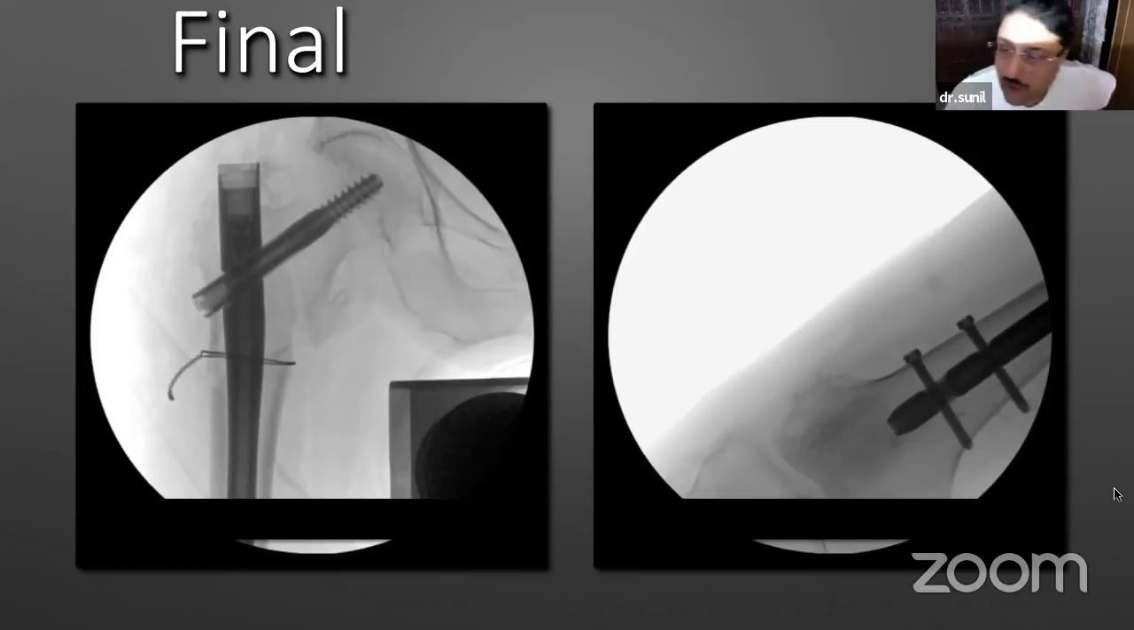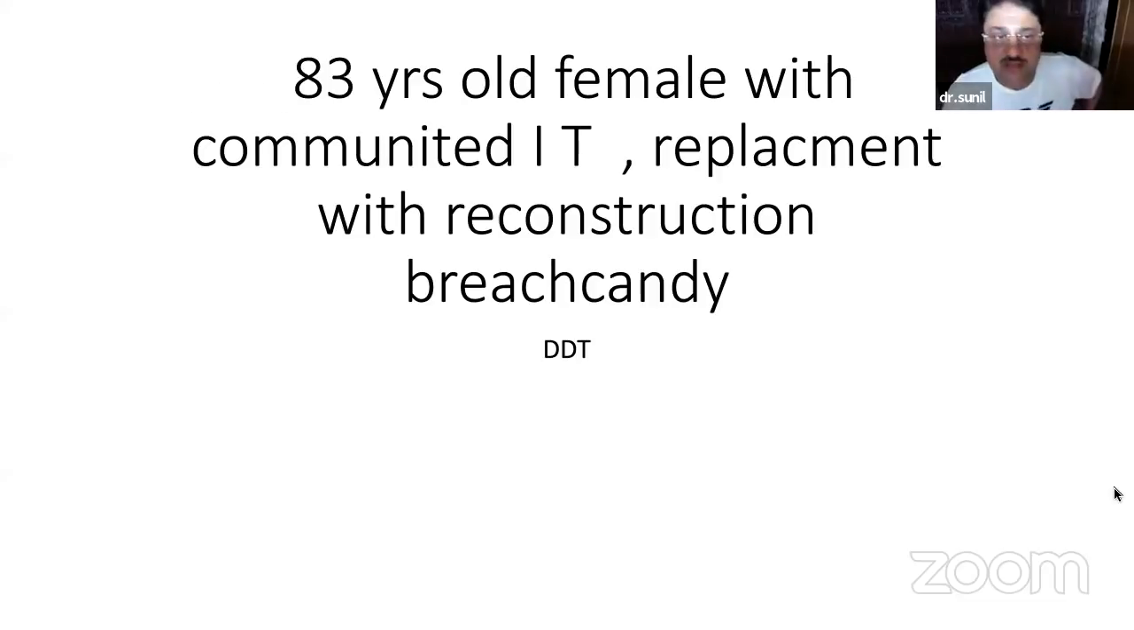All right. We'll go ahead with Dr. Tanna's case. Sir? Yeah, this is an 83-year-old female with a comminuted IT. Replacement with the reconstruction. This is what I felt, 83-year-old. I didn't want to try out anything. And obviously this was a very high-flying, very rich patient, a close friend of mine's wife.